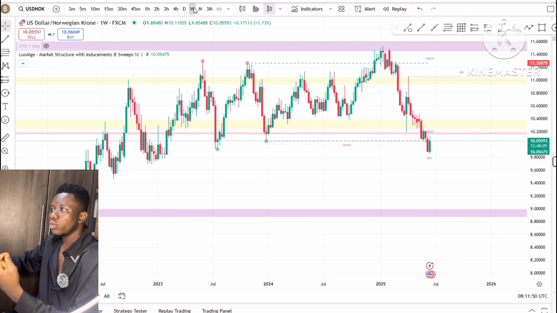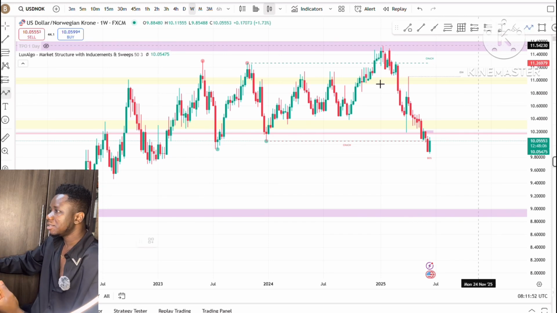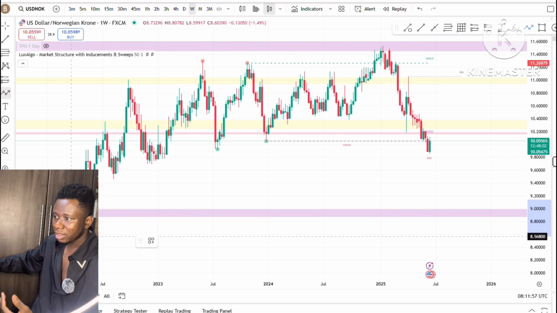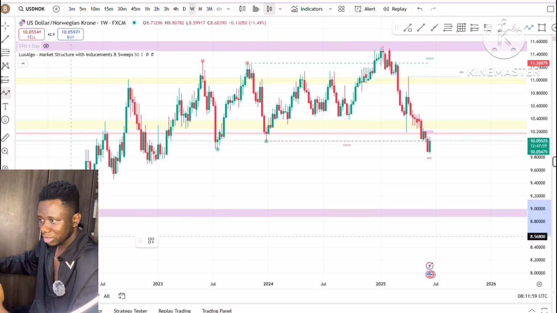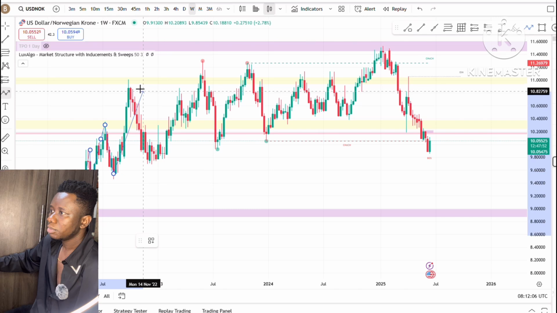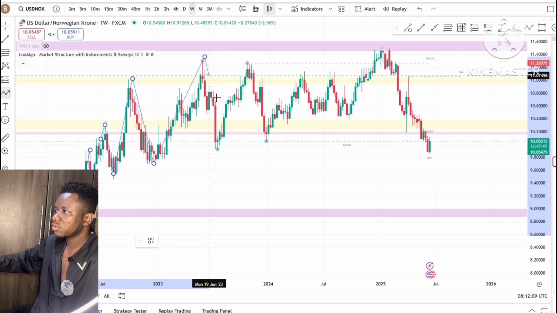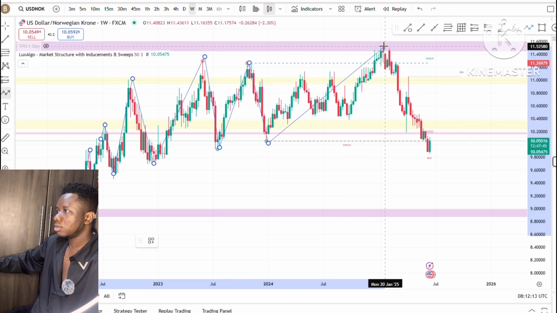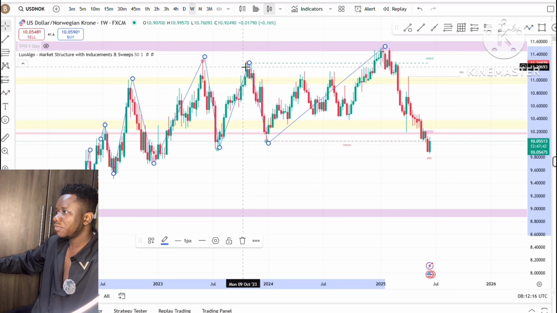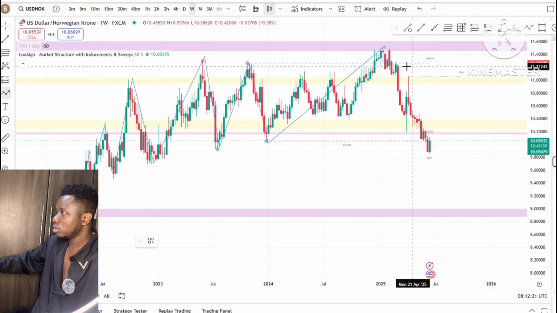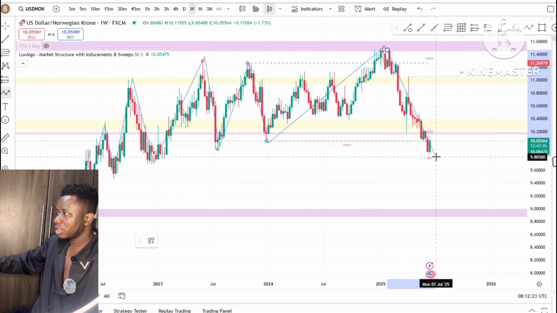And in the weekly time frame, as you can see, we were previously in higher highs, bullish markets. As you can see, break of structure, break of structure, break of structure, break of structure, failed, break of structure. This is a failure swing, break of structure. So price is coming down here.